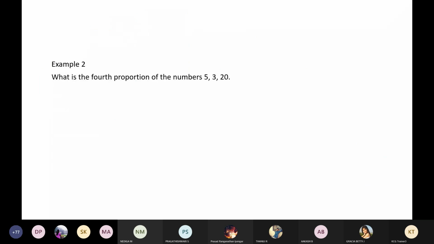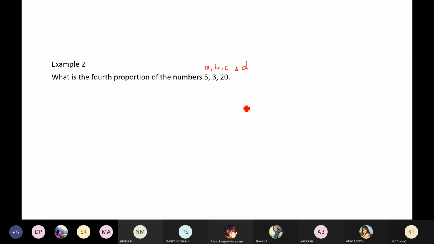Please find the fourth proportion of the number, which means this is A, this is B, this is C, and D. So A, B, C, D are in a proportion, and you're supposed to find out the missing number. Come on, guys, do it fast. Sir, I didn't understand, sir. Can you please explain? Yeah, sure.